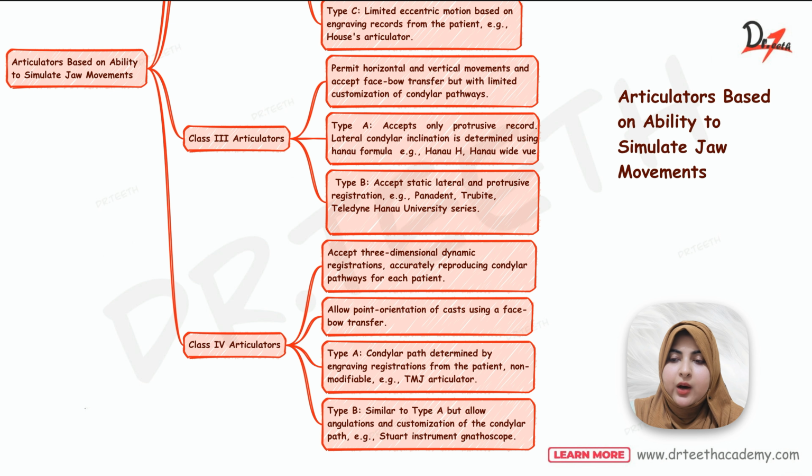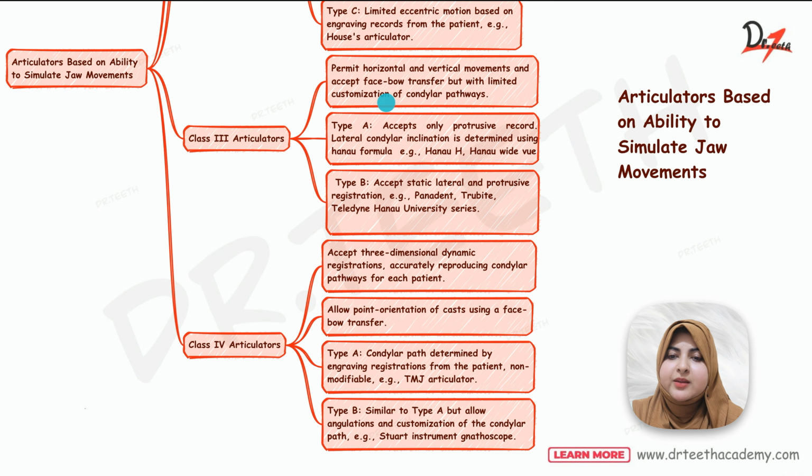So you saw how we are progressing from type 1 to type 3. Type 1 was only having vertical movement, type 2 was accepting vertical as well as some eccentric movement, but was not accepting face bow record. And then finally, we came to type 3, which permits horizontal and vertical movement, and it also accepts the face bow transfer, but with limited customization of the condylar path.